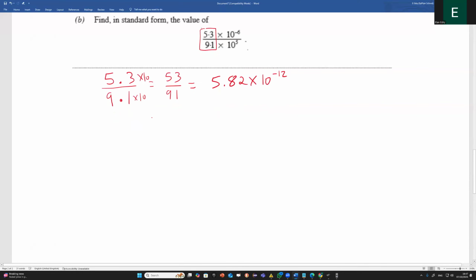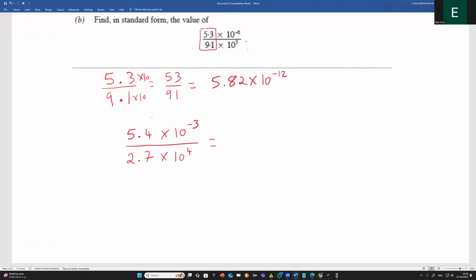So let's look at one without a calculator that we can actually do. Let's do 5.4 times 10 to the minus 3 over 2.7 times 10 to the 4. If I wanted to do this one, I would do 5.4 divided by 2.7, which would be 2. That's just 2 because again you can times top and bottom by 10, giving you 54 over 27, which is 2.